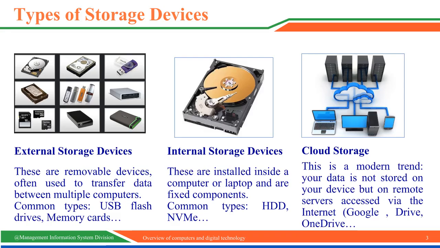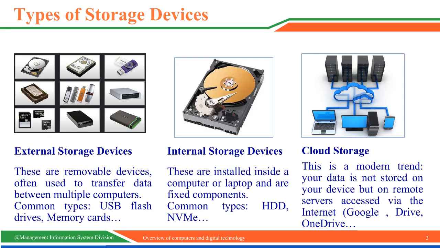1. External storage devices. These are removable devices that can be easily attached and detached, often used to transfer data between multiple computers. Common types include USB flash drives, compact, with capacities from a few GB up to hundreds of GB. External hard drives, HDD/SSD, large capacity, used for data backup. Memory cards, SD, microSD, often used in phones, cameras, or camcorders. Advantages: convenient and portable. Disadvantages: easy to lose, prone to damage if dropped, or vulnerable to viruses.